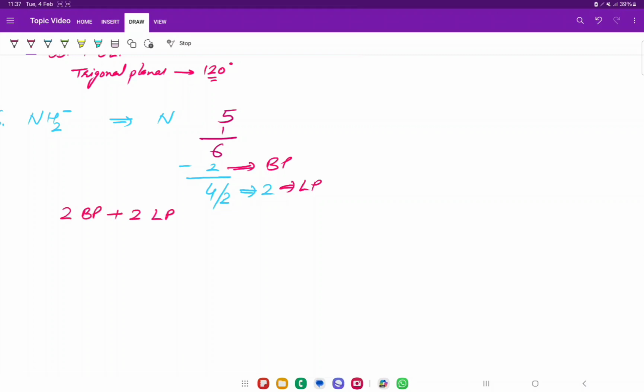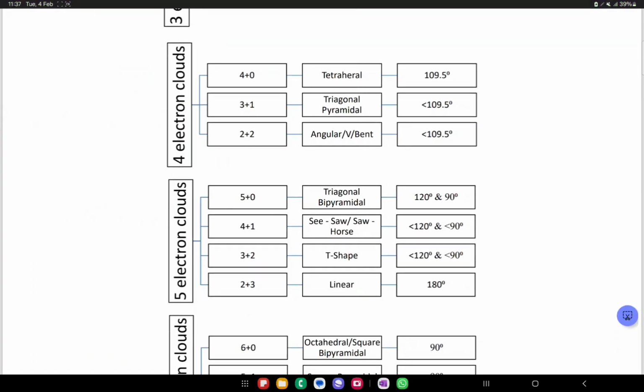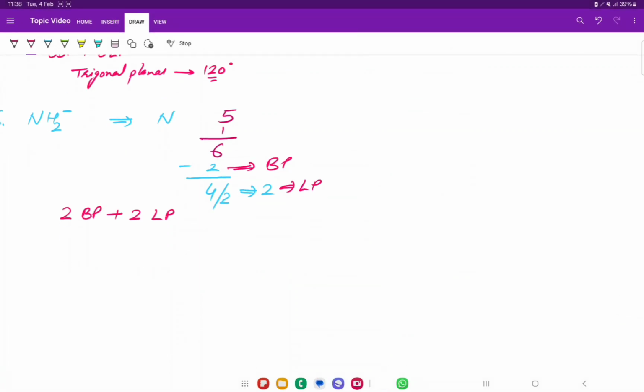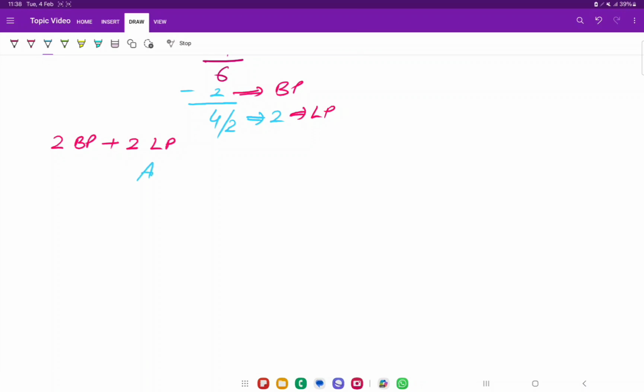So what is the shape and geometry as per 2 bond pairs and 2 lone pairs? 2 bond pairs and 2 lone pairs, as per this, will be angular or bent, less than 109, 2 plus 2. Okay, so I will write this there. Shape and geometry will be angular or bent shape. If they ask you about bond angles, then you can write less than 109.5 degree.